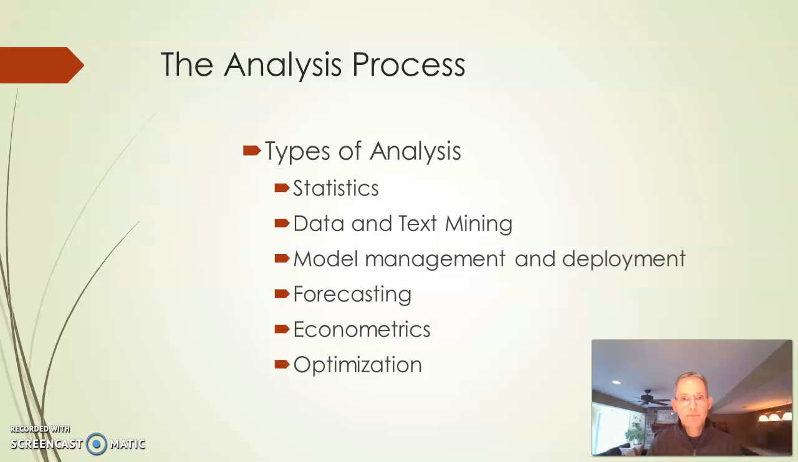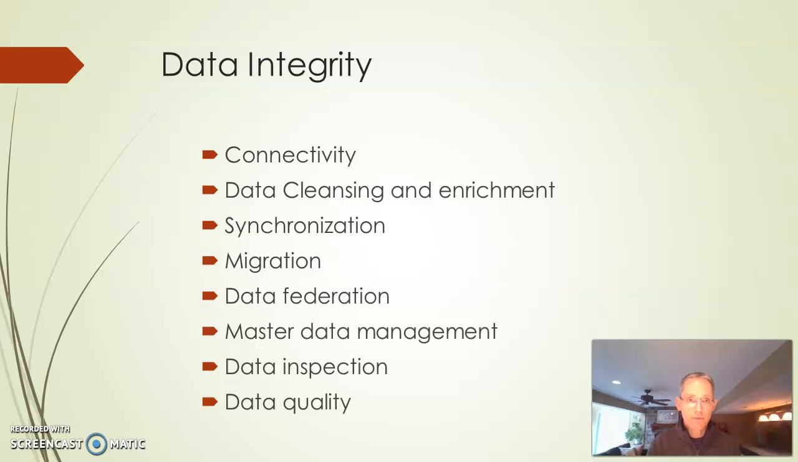There are lots of different types of analyses that you can do based on the data: statistics, data and text mining, and model management, so creating models and then seeing those models actually fit the data. There's forecasting what's going to happen based on all the data that we have from the past, and then econometrics, which really looks at how people make decisions among scarce resources, and then optimizes those. All of those are AI techniques that you can build on top of the data from those first four to really make better decisions going forward.